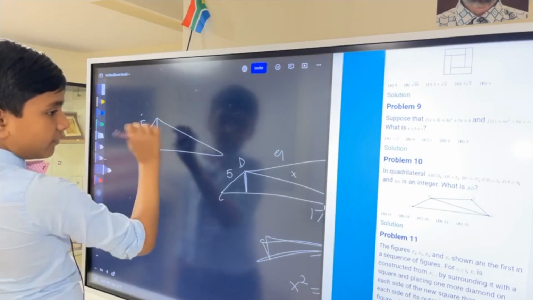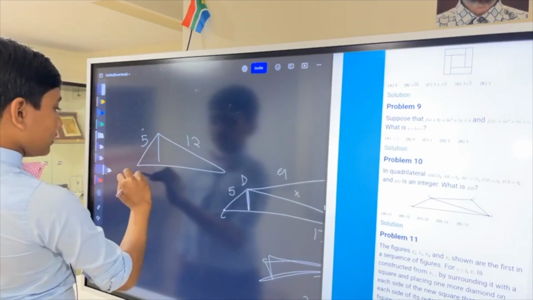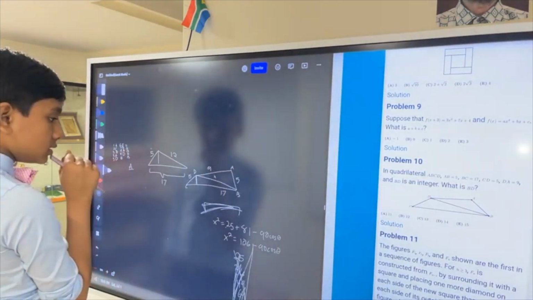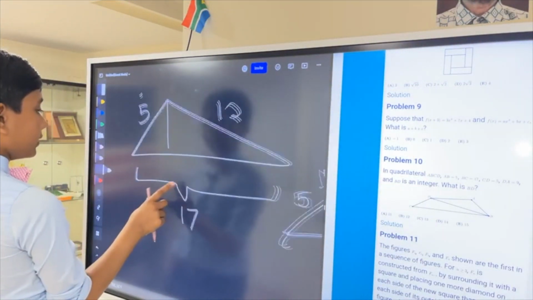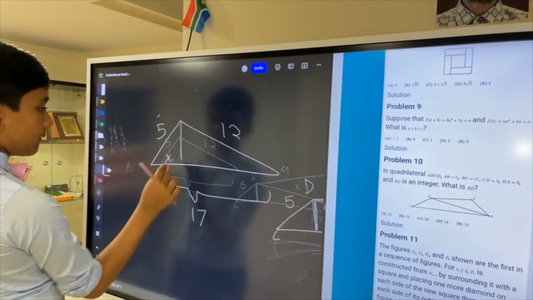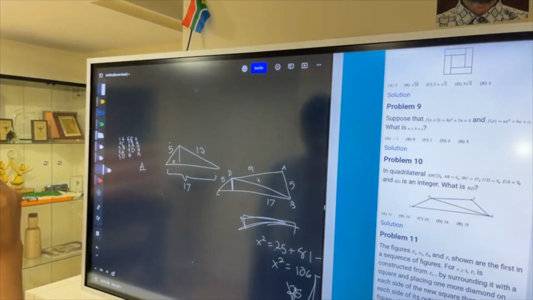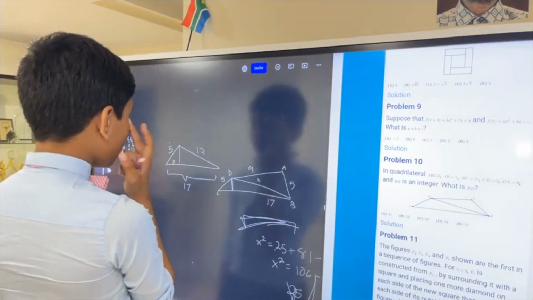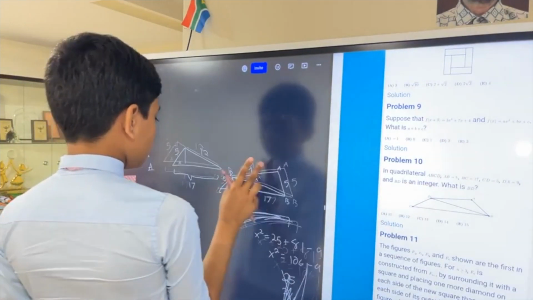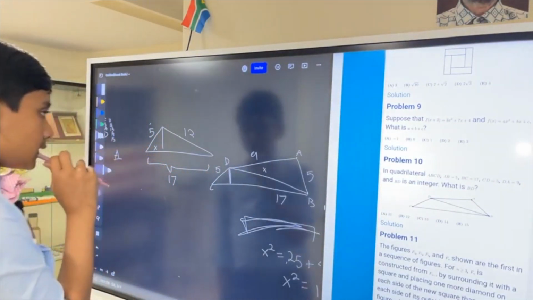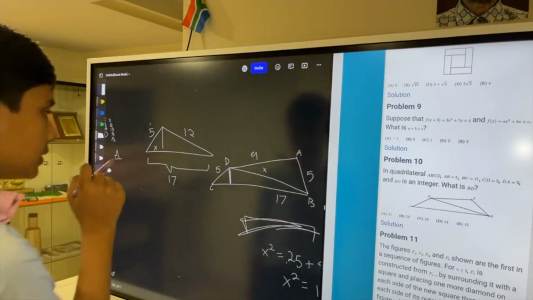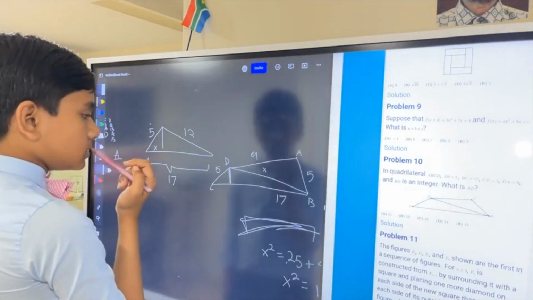So we have 5. Let's say this is 12 and this overall is 17, right? Okay. So now what I can do is I can say, oh my god, it's so tricky to do this without a right triangle. Ooh, okay. So I think, do those still have to be similar? I don't think so.